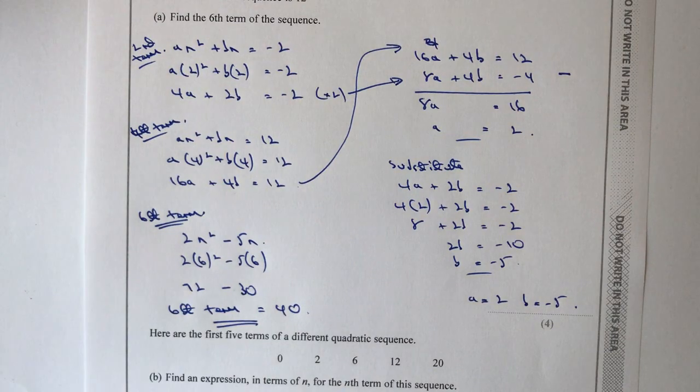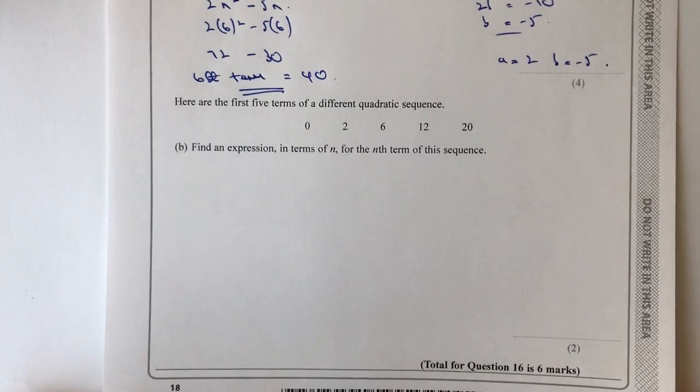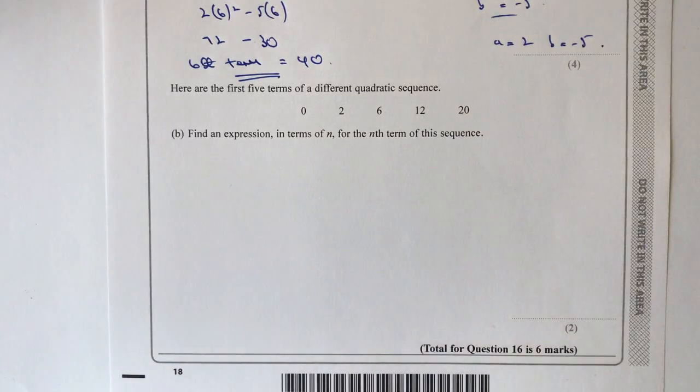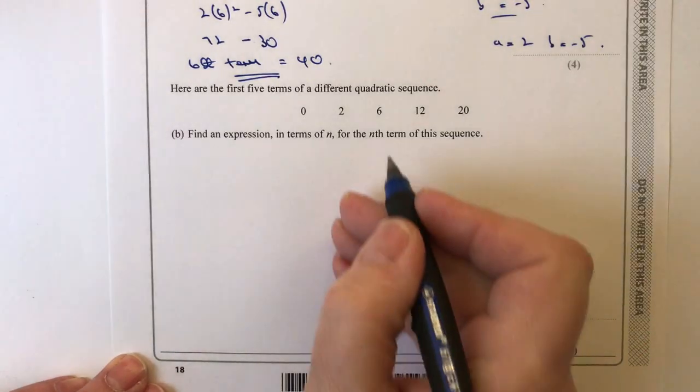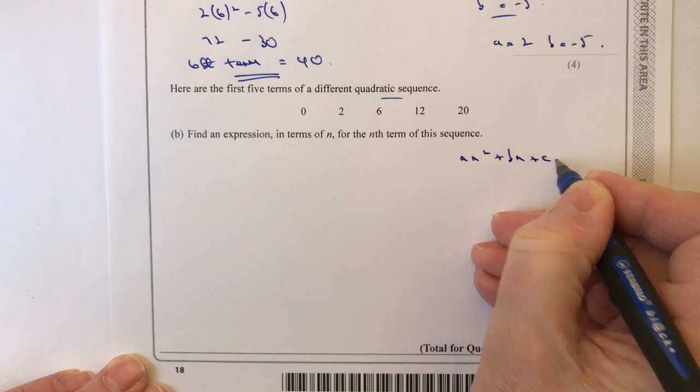Okay, so part B of the question: here are the first 5 terms of a different quadratic sequence. I'm just going to move the sheet of paper up a little bit so you can see the whole question. Find an expression in terms of n for the nth term of the sequence. Again, there is a playlist on the channel if you want to have a look at it, which will give you some idea of how I do these sorts of things. Because it's a quadratic sequence, it's going to be in the form an squared plus bn plus c.